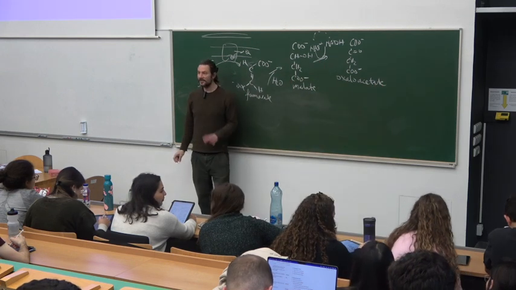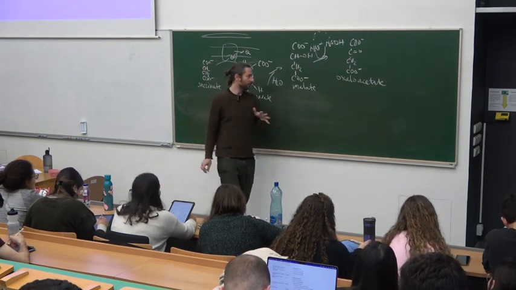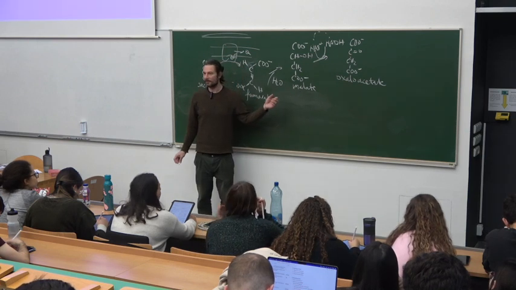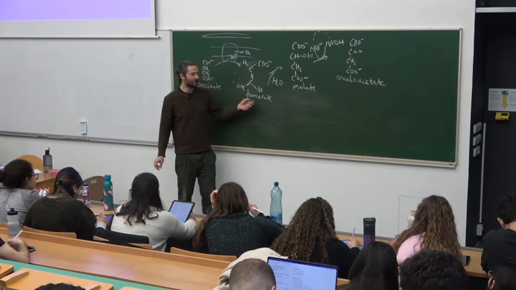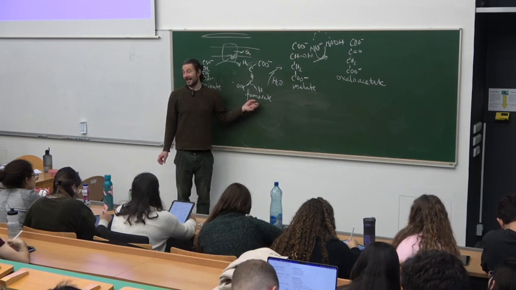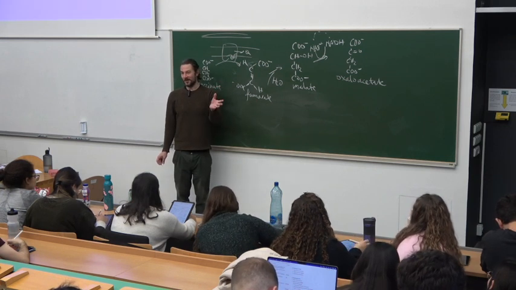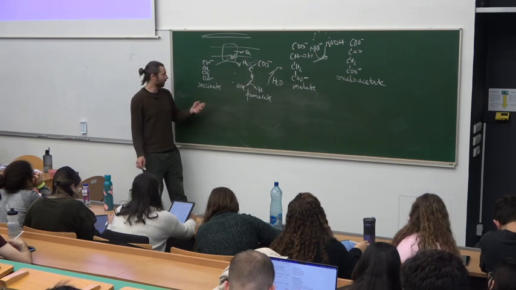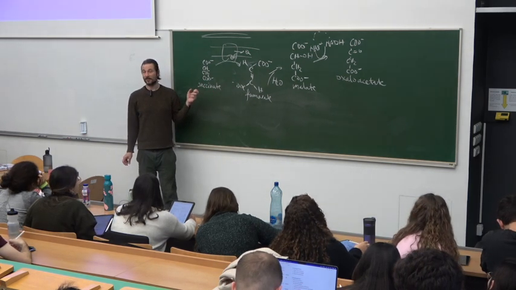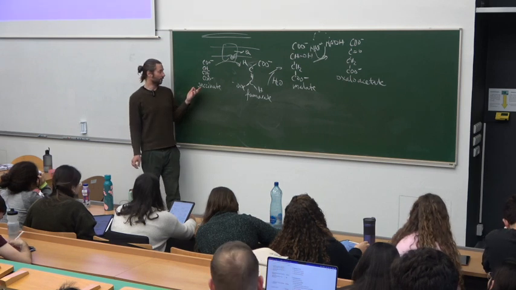Now, where is this strange name coming from? Malate comes from the apple. It's the acid found in the apple. Fumarate comes from a plant which probably none of you have ever seen, but it's also called after a plant. Succinate comes from, I don't know what, actually.